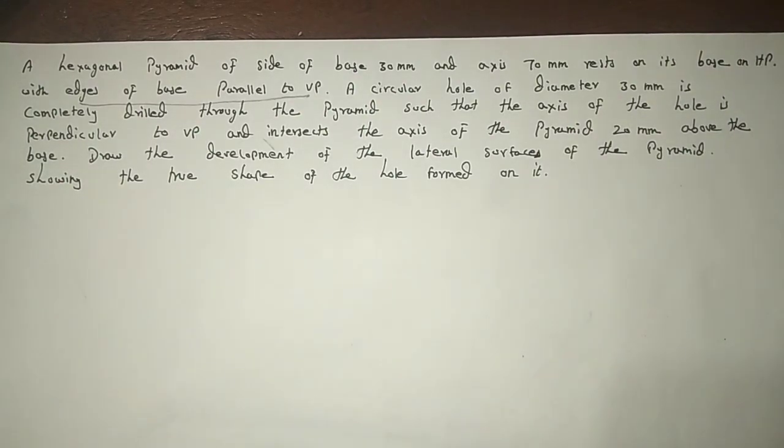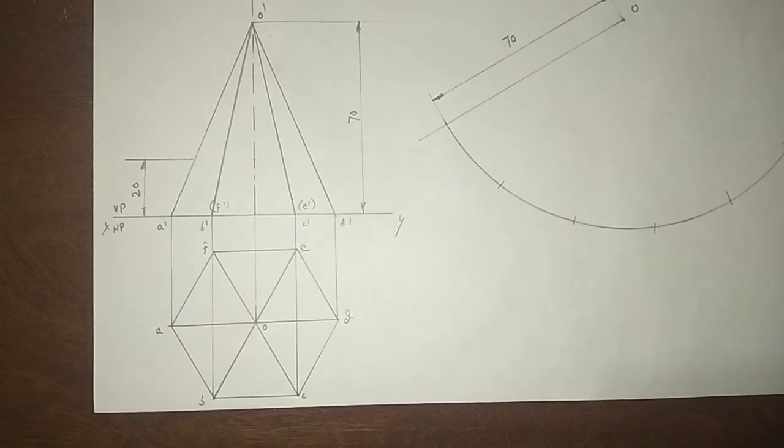First we are going to draw the simple position of the hexagonal pyramid. The hexagonal pyramid's true shape, that means the top view of the object, we get on the horizontal plane, because it is resting on the horizontal plane.